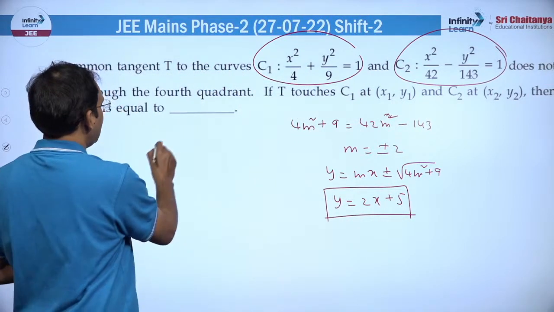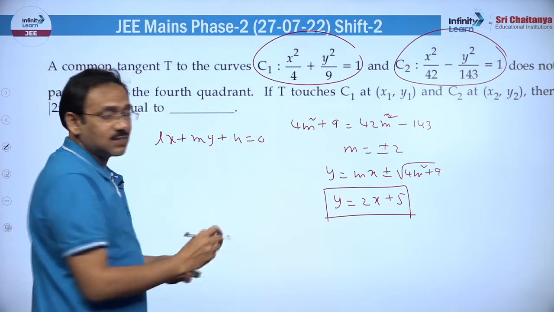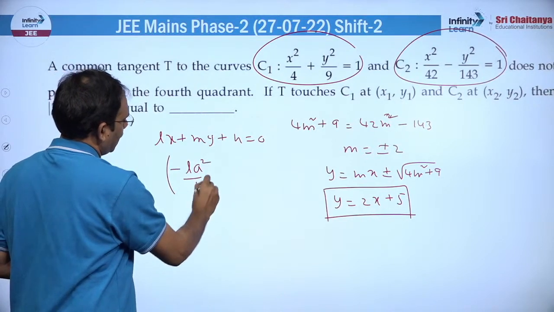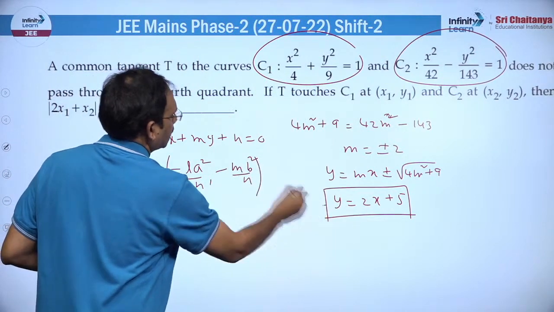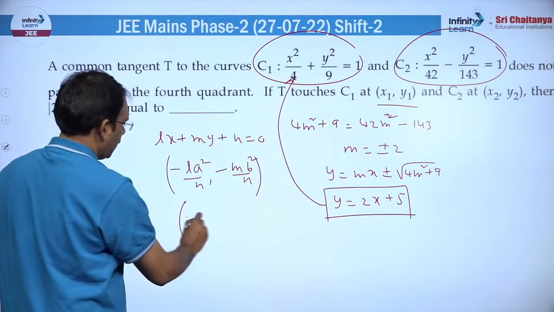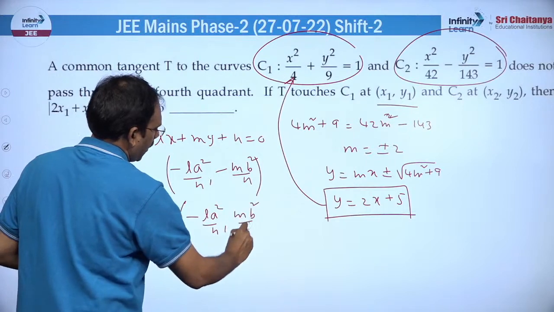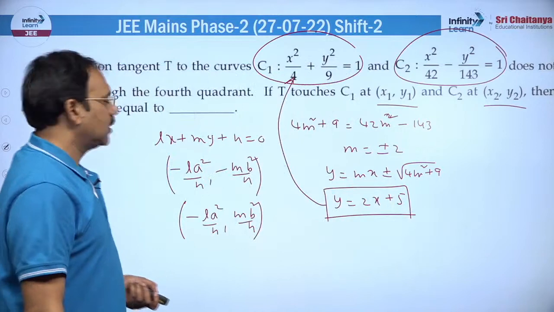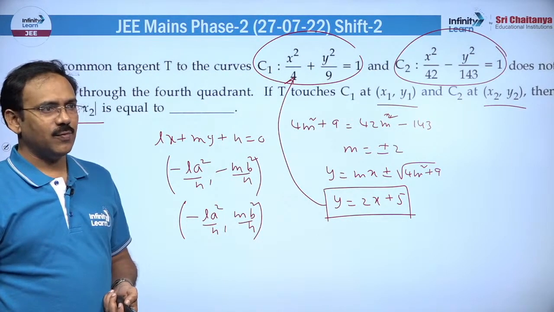Now if a line Lx plus my plus n is equal to 0 touches a standard ellipse, the point of contact is minus La square by n, minus mb square by n. If you apply this formula for this line, you will get x1 y1, and for the hyperbola, minus La square by n comma mb square by n, if you apply, you are going to get x2 y2. Now he is asking the modulus of 2x1 plus x2, we can find its value, my dear friends, that is all.